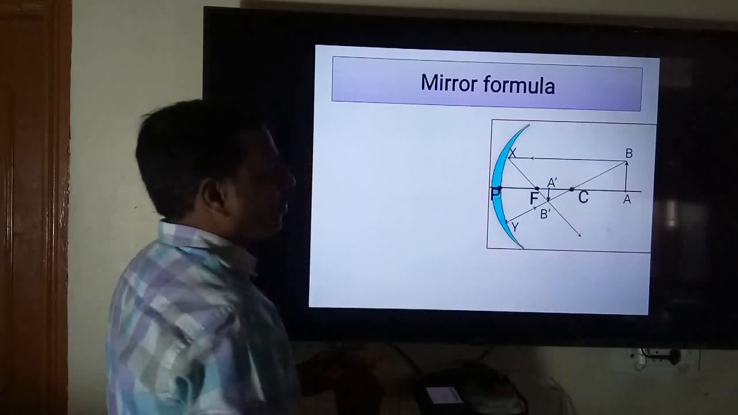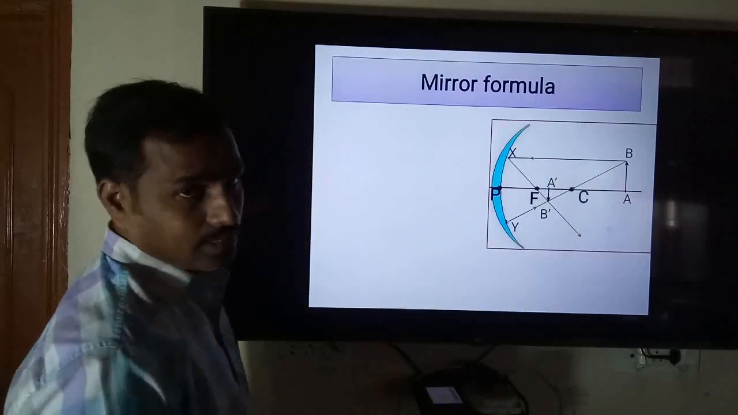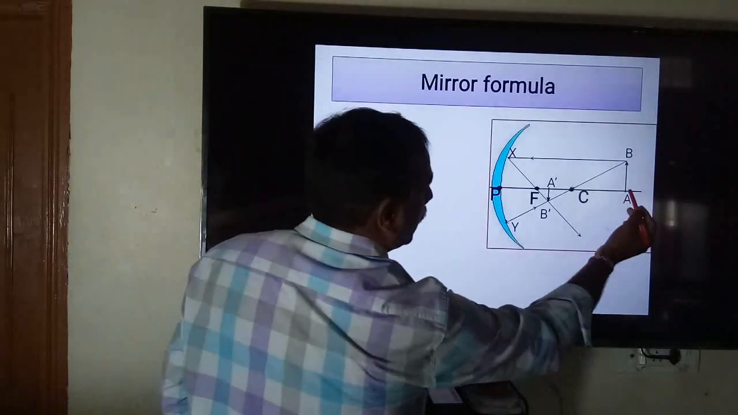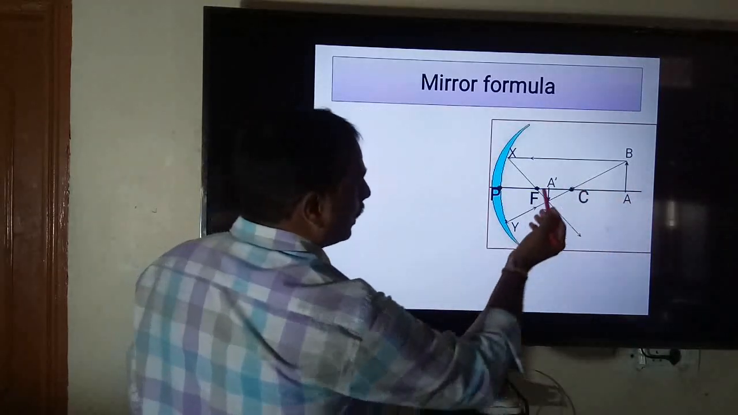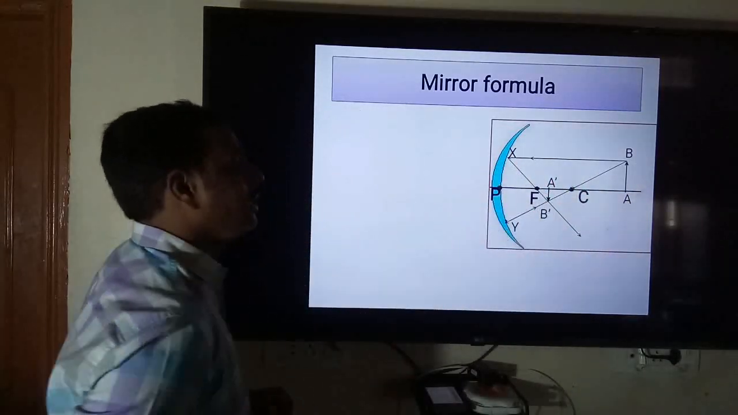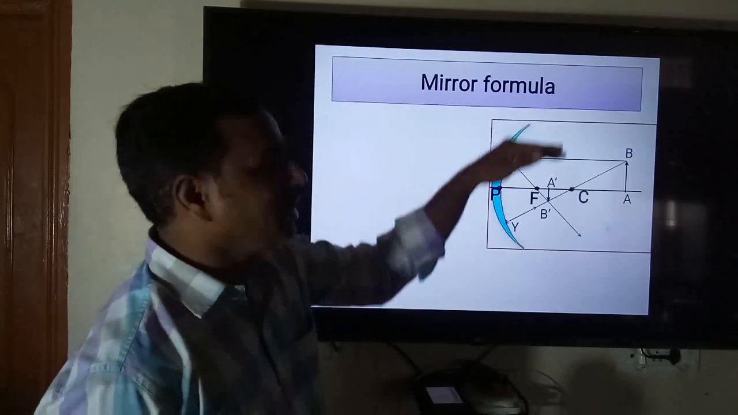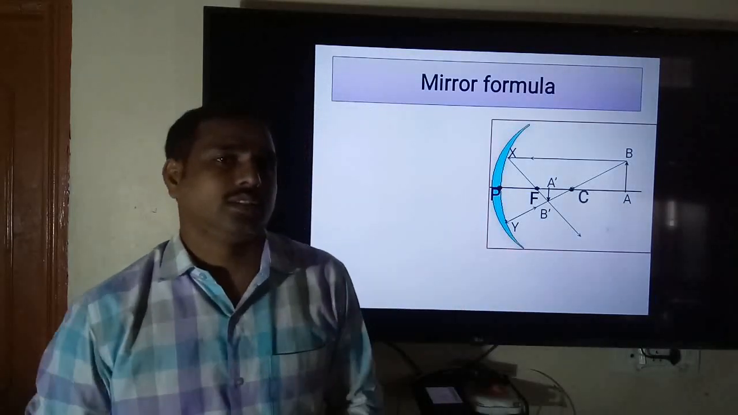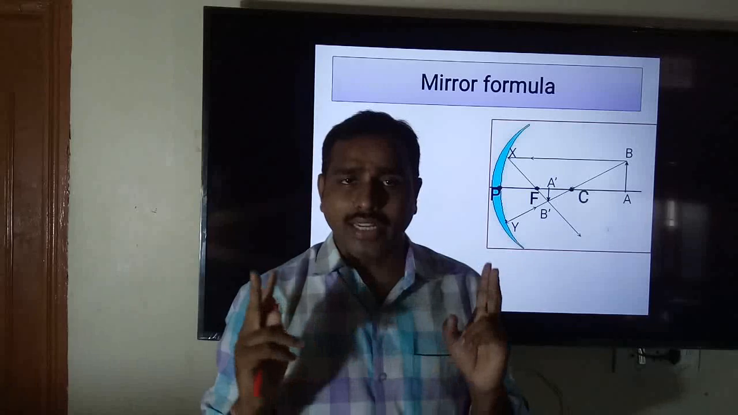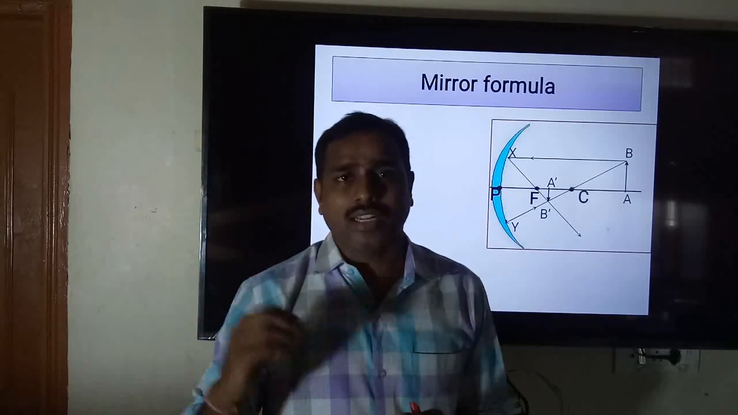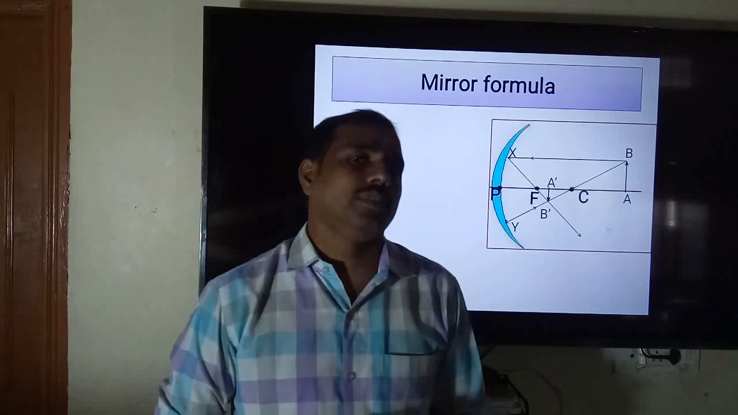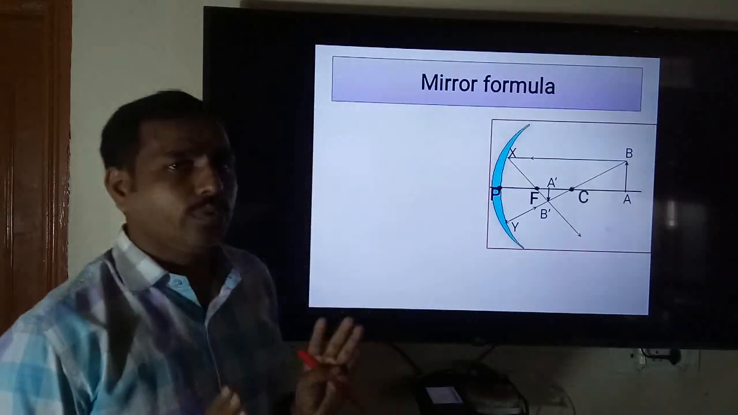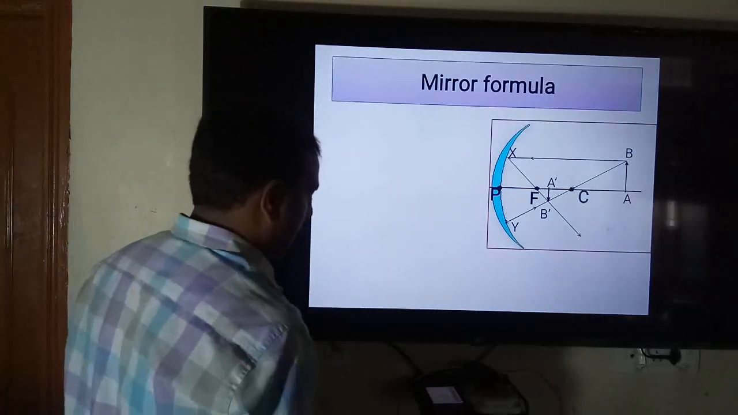So in this diagram, if we observe, we are seeing many triangles. In that, we are going to see two triangles. See here, triangle ABC, and triangle A dash B dash C. These two triangles we are going to take. Why? Because to derive the mirror formula, we are using the similar triangles law. The similar triangles law says, if any two triangles are similar, the ratio of their corresponding sides is equal. Based on that, we are going to complete this formula.